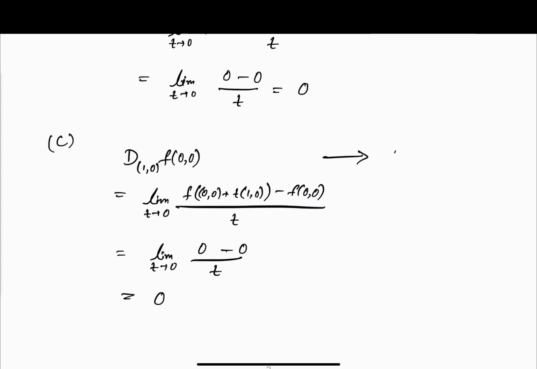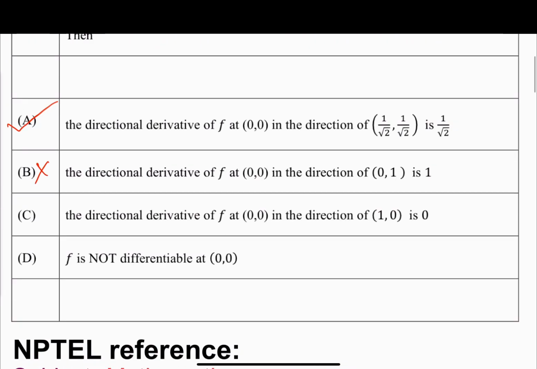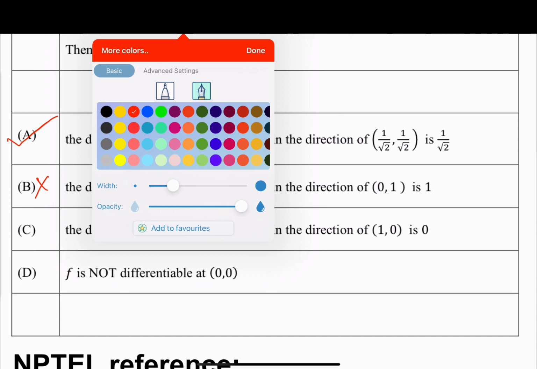This is the same as del f by del x at the point (0, 0), so this is 0, right? So C is saying that the directional derivative of f at (0, 0) in the direction (1, 0) is 0. So this is correct.